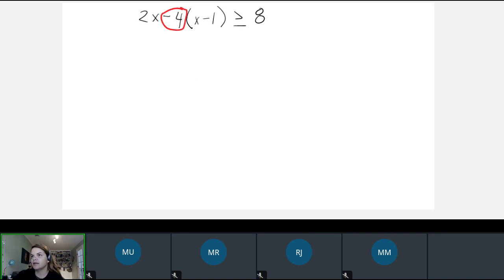I'm going to take this -4 and distribute it to my x and to my -1. So I'm going to have 2x minus 4x plus 1. So the reason I have a plus 1 is because -4 times -1 is positive. Oh, that should be 4. Sorry, positive 4. So we're going to get a positive number.